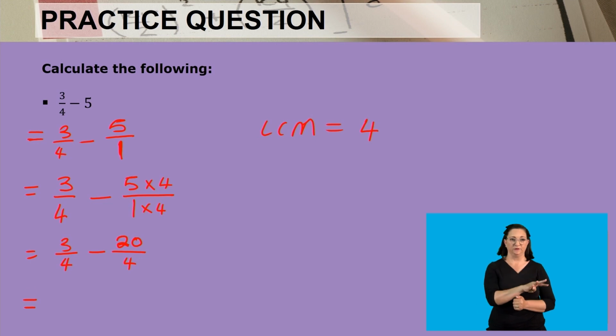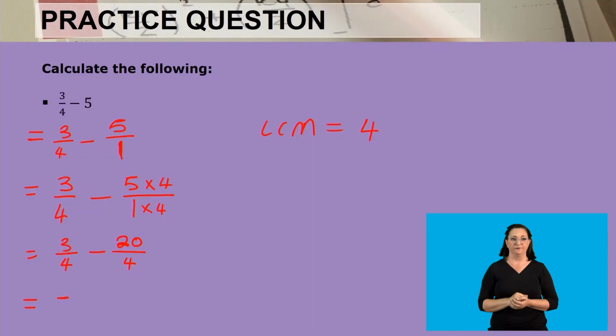So 3/4 minus 20/4, we do know how to subtract bigger numbers from smaller numbers. Firstly, we know that our answer is going to be negative. And after that, I'm just going to subtract the natural numbers. So that is going to give me a negative 17. Now I have a negative 17/4 as my answer. Again, this is an improper fraction.